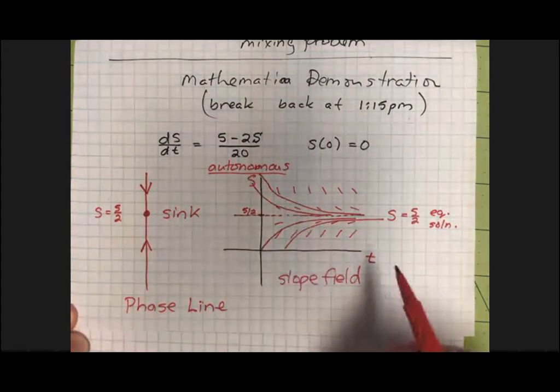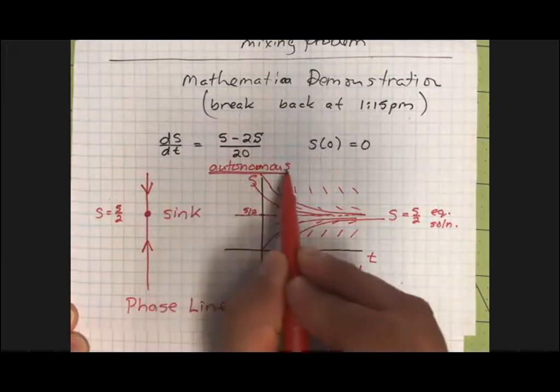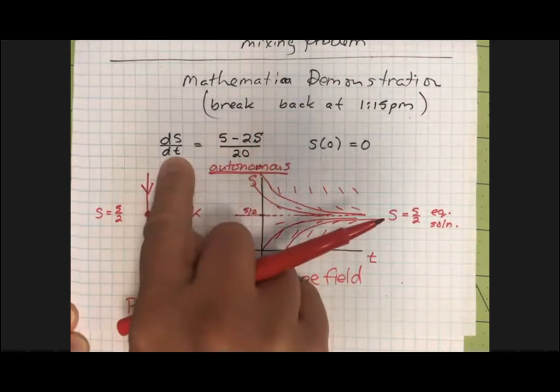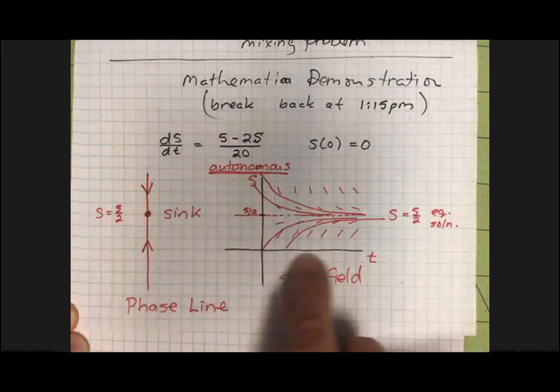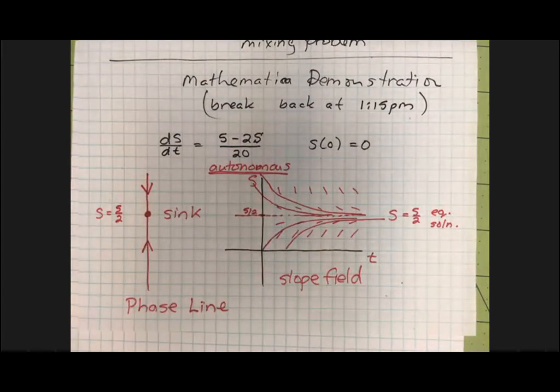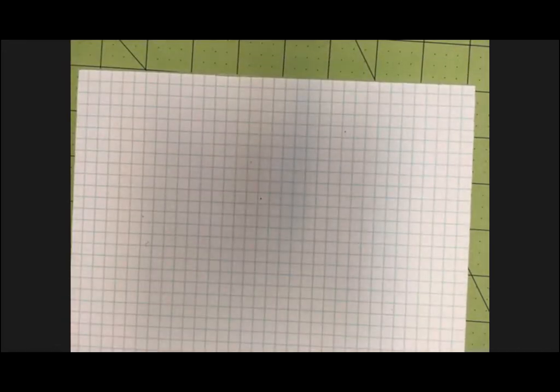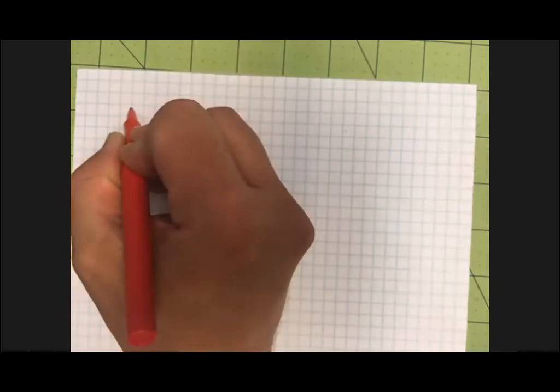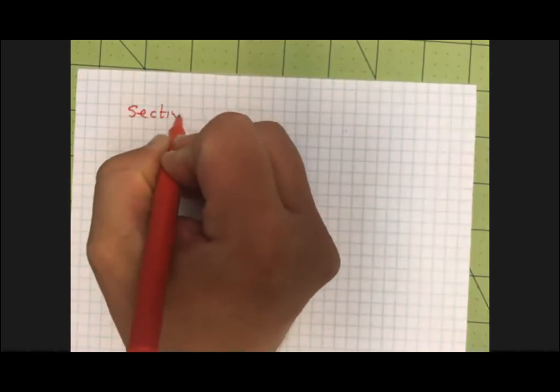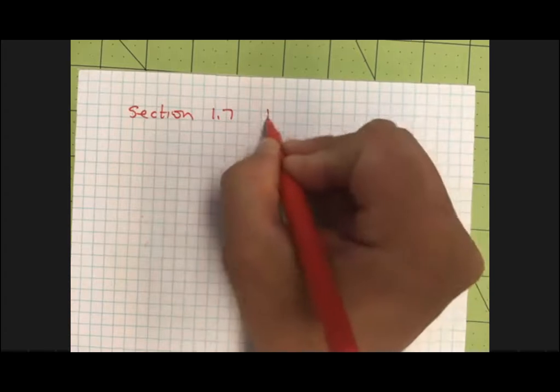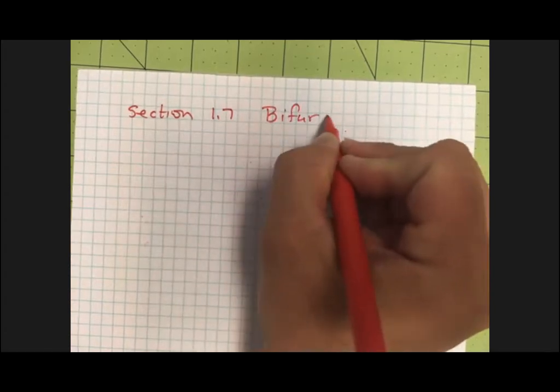And we're able to do this because in this autonomous equation, no t in the slope, this t-axis is redundant, in some ways redundant. Now let's see if I can pump up the value of a phase line. So I'm going to take a problem out of 1.7. So this is the purpose of phase lines. And it's called bifurcation.